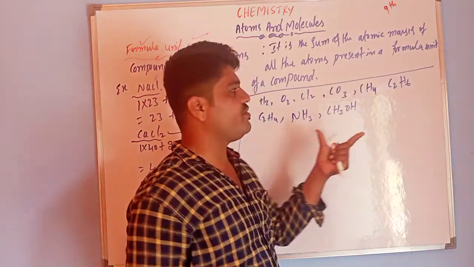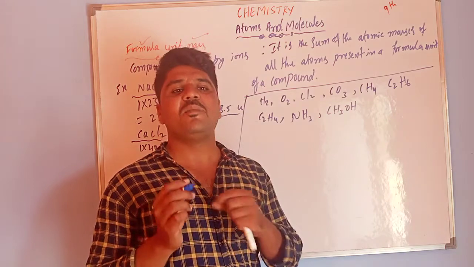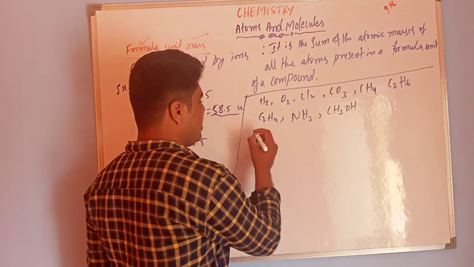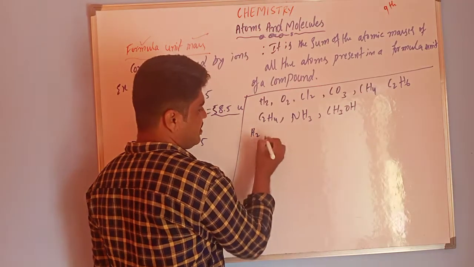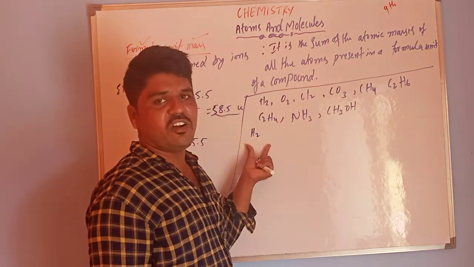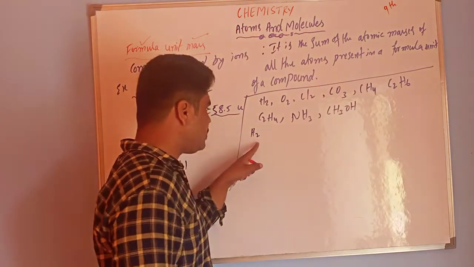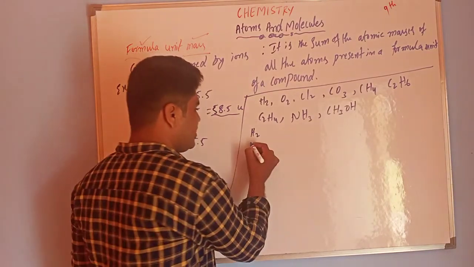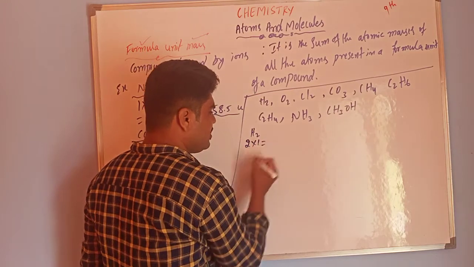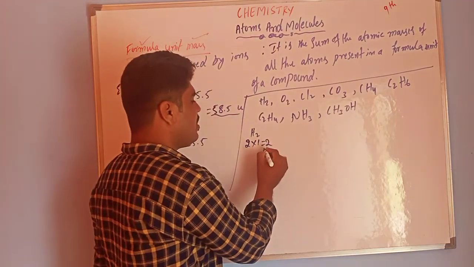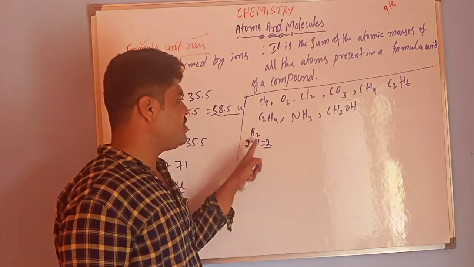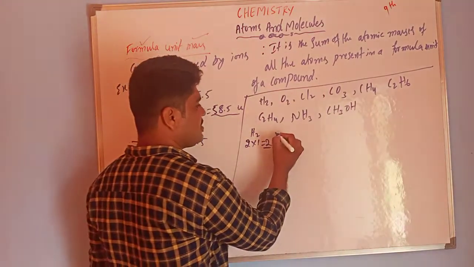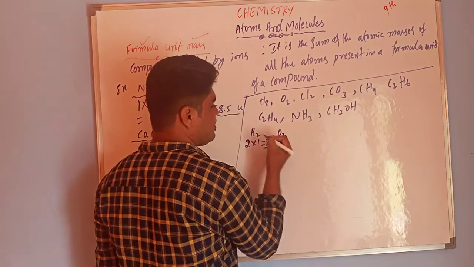For these compounds we have to find the molecular masses. So how can you find the molecular masses? By using atomic masses. The atomic mass of hydrogen is 1. How many hydrogen atoms are present? 2 hydrogen atoms are present. So 2 into 1 is 2. So the molecular mass of H2 is 2. Next, the molecular mass of oxygen.